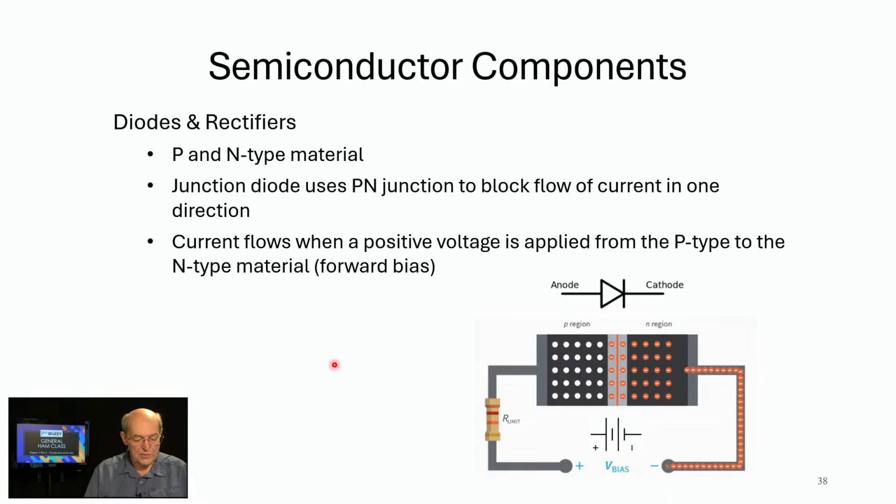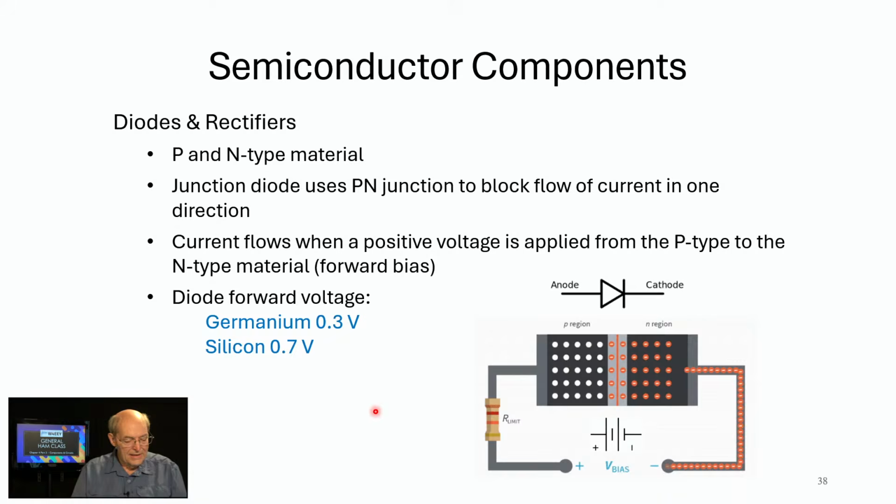So current flows when a positive voltage is applied from the P-type to the N-type material, which is also called forward bias. We're showing a battery here. This is the symbol for a diode. The cathode corresponds to the negative side, or the N side, anode toward the P side. This is what it would look like in a circuit diagram. And there are two pool questions that ask about forward voltage.